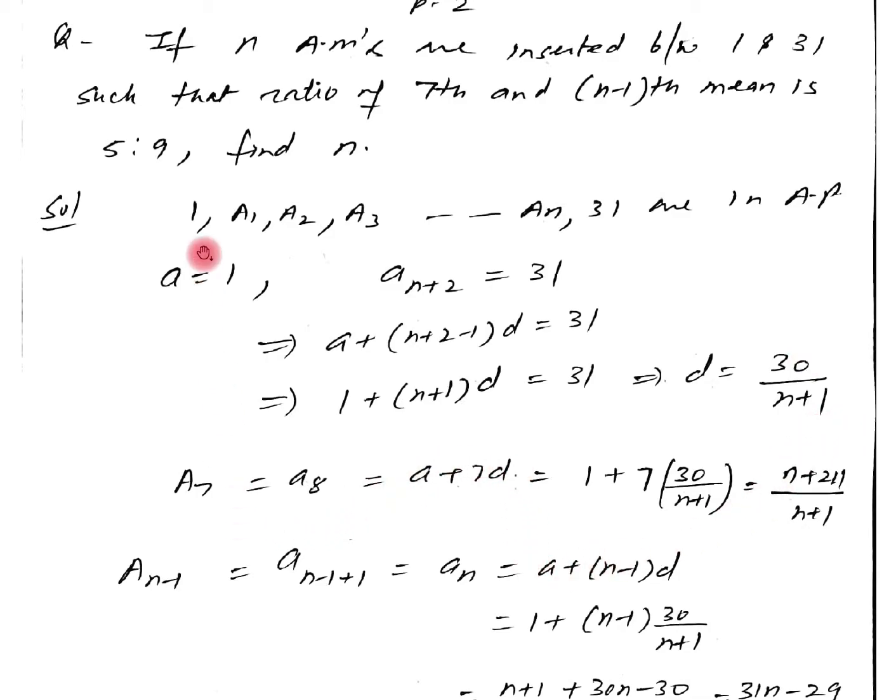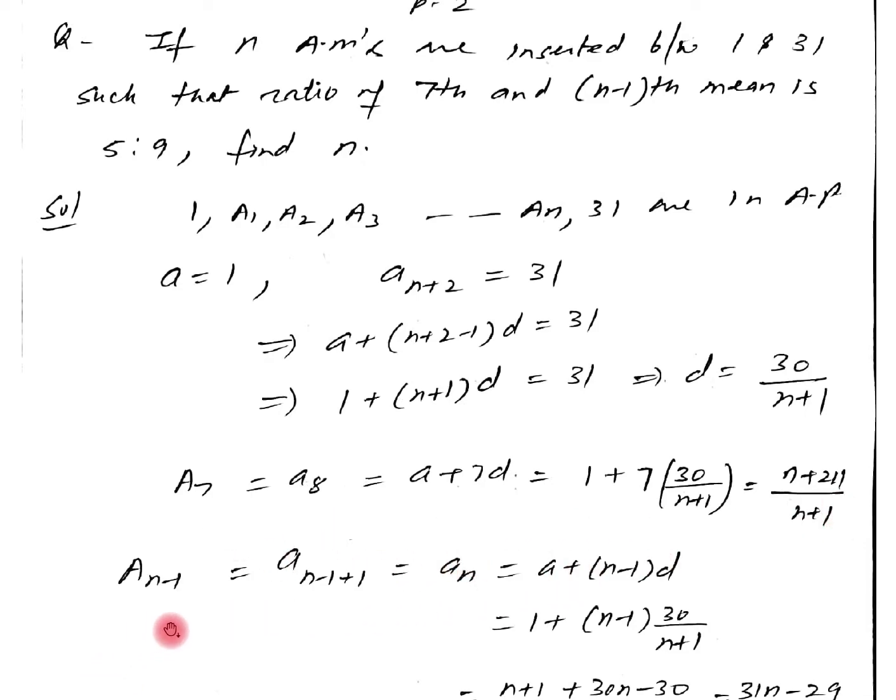Now it is given the ratio of the 7th mean. It means A7. A7 will be the a8 term. Always the mean will be the next term. A7 equals a8 equals a plus 7d. Putting the value of a and d and simplifying, you get the value of A7.